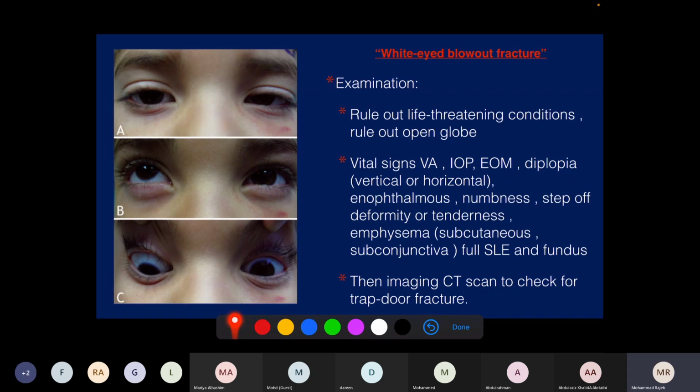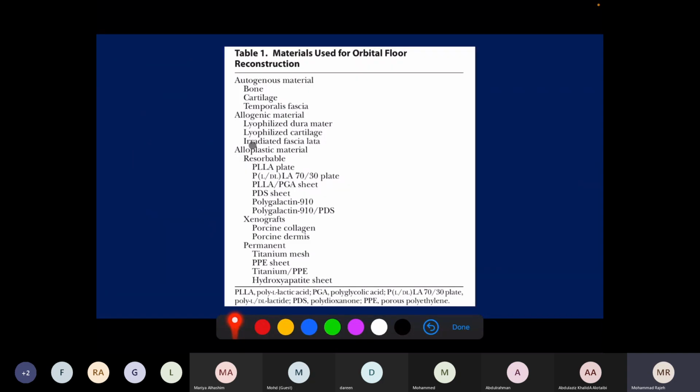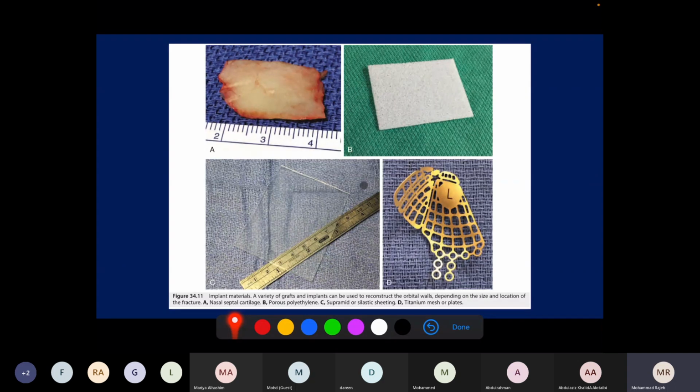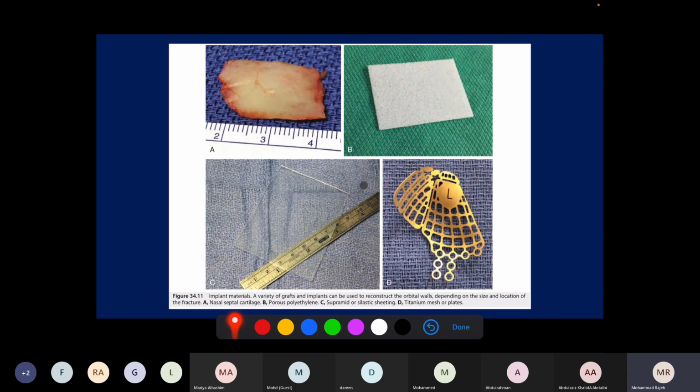Okay. And it's one of the indication of immediate repair. So you need to know about this immediate repair. And this is from the academy. Another bonus question: the materials used, the implant material used for orbital floor. Always try to be systematic: autogenous, allogenic, alloplastic, and permanent. This way you'll never forget the implants.